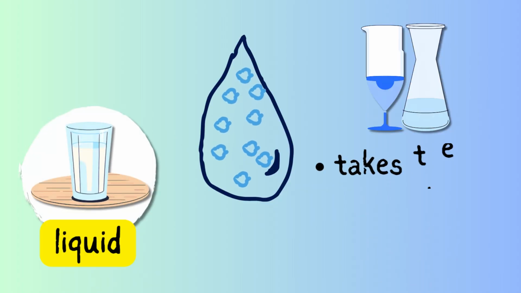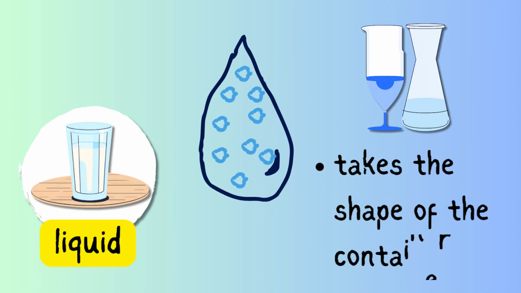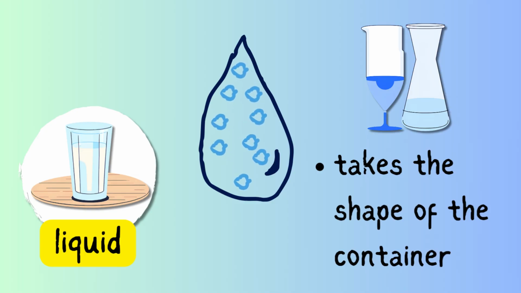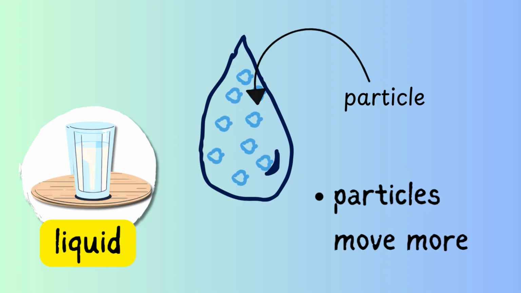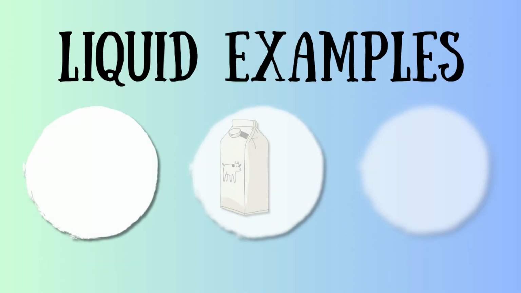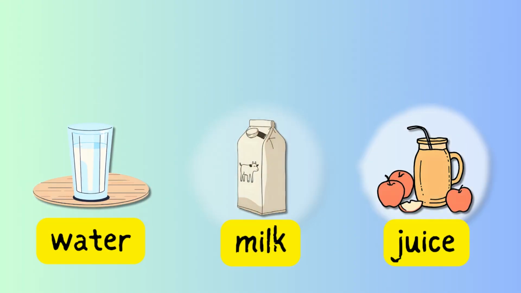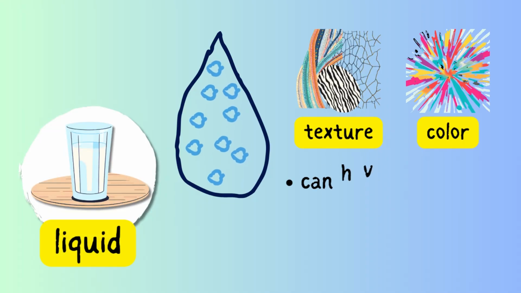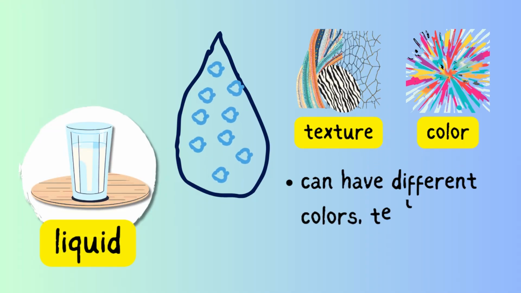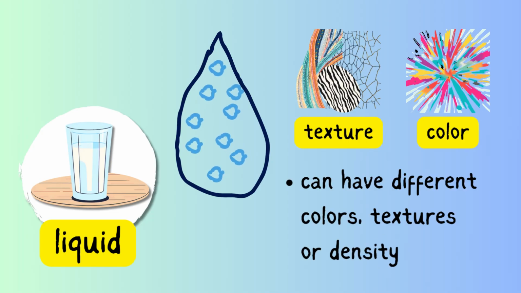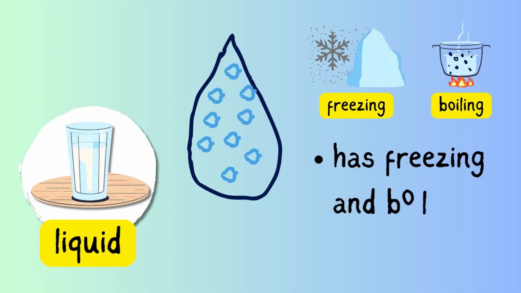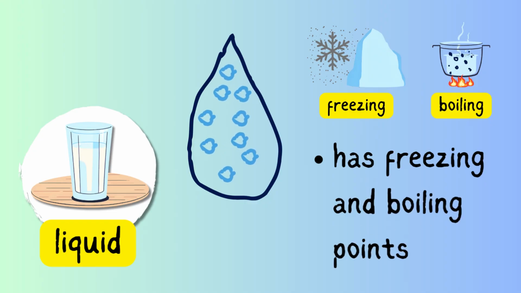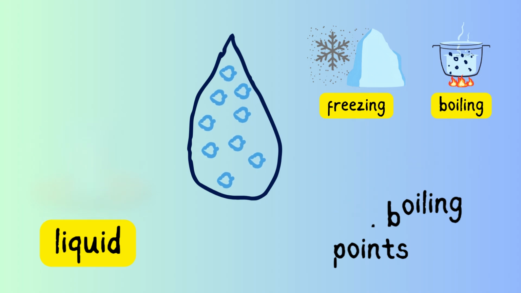The second kind is liquid. A liquid takes the shape of its container. The particles inside it move and slide around each other. For example, water, milk, and juice. Liquids can have different colors, textures, and density. Some are thicker or heavier than others. A liquid has a freezing point and a boiling point. That's when it changes to another state.